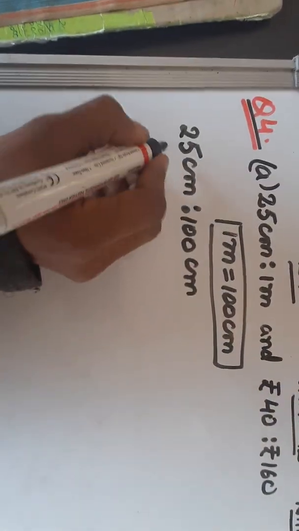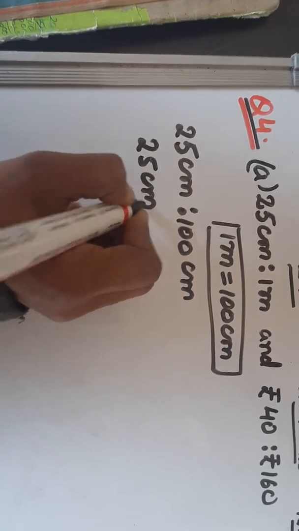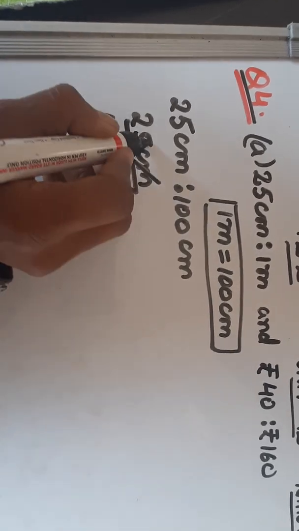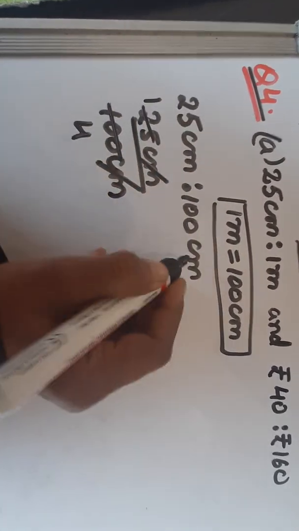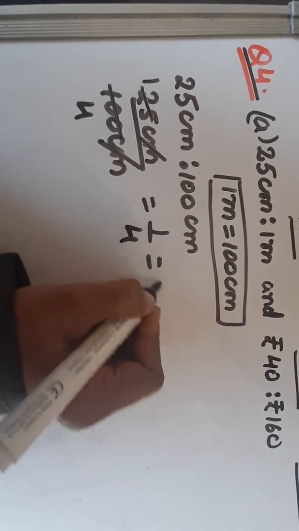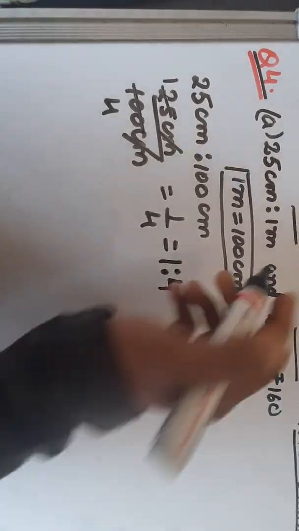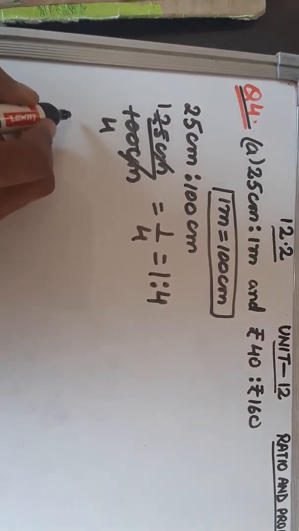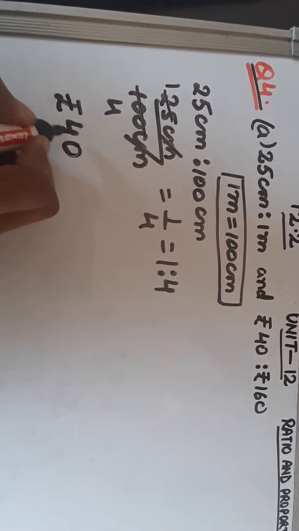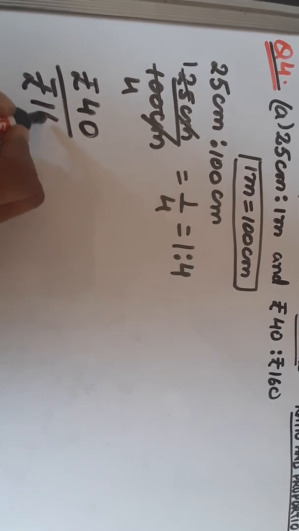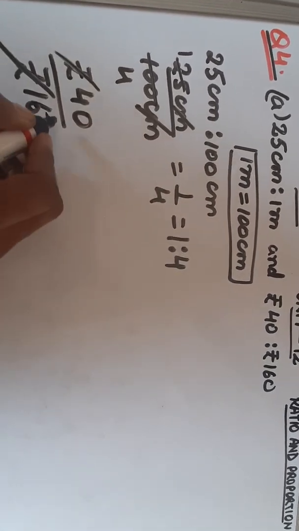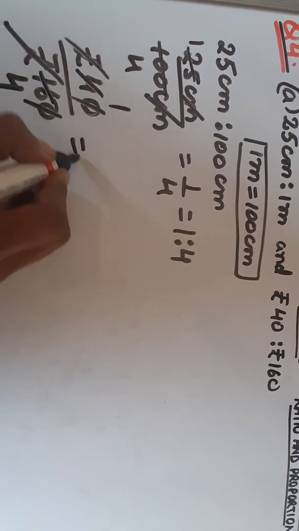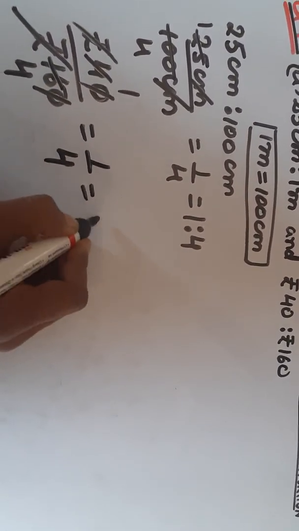So now we will find out its ratio. 25 centimeter upon 100 centimeter. Units get cancelled out. 25 ones are 25, 25 fours are 100. So 1 by 4, means 1 is to 4 is the first ratio. Now in case of second, let us take rupees 40 divided by rupees 160. So rupees will get cancelled out, 0 will get cancelled out by 0, 4 ones are 4, 4 fours are 16. So again the ratio is 1 is to 4.